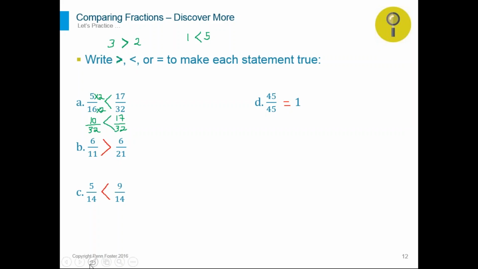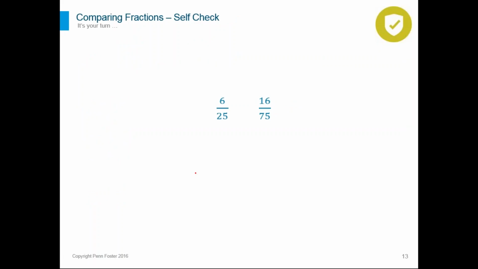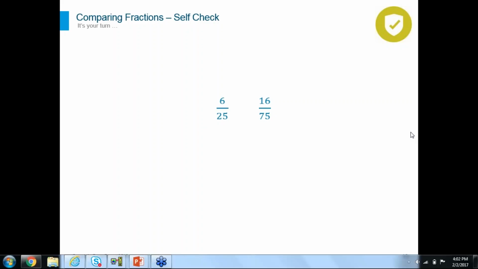Okay, let's move on to our self-check and try that question and see if you're able to compare these two fractions. Think about a factor that you can use to get to a common denominator. 75 and 25. Which case is that, and how would you compare the fractions? I'm going to make that question appear in 1 second. Here you go.